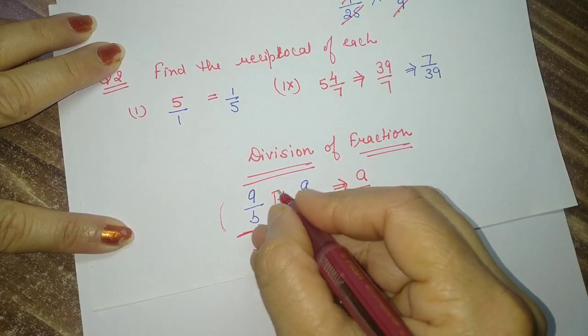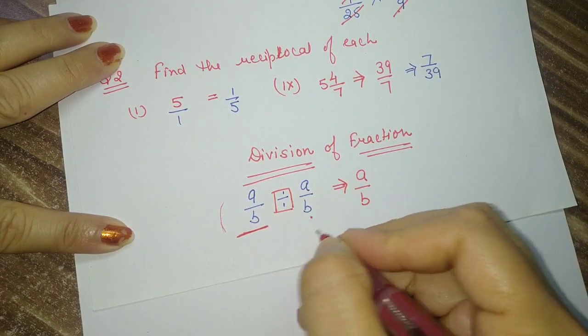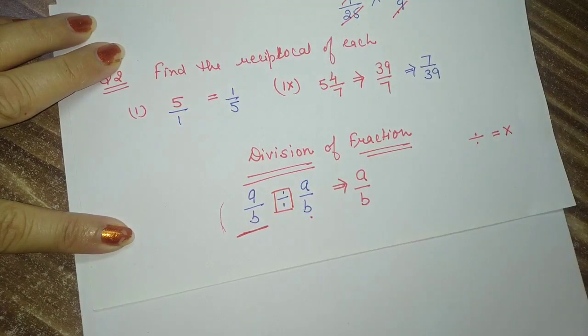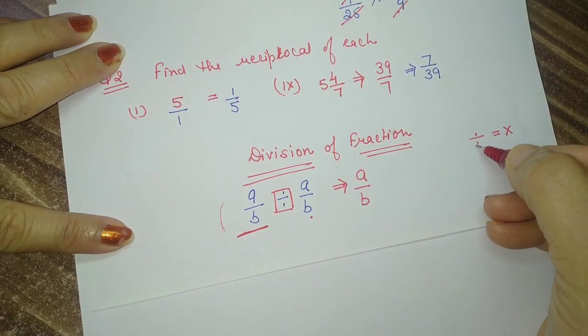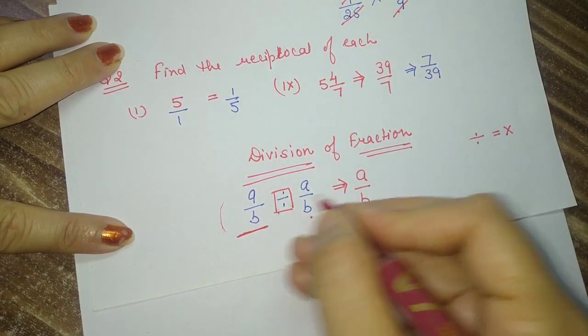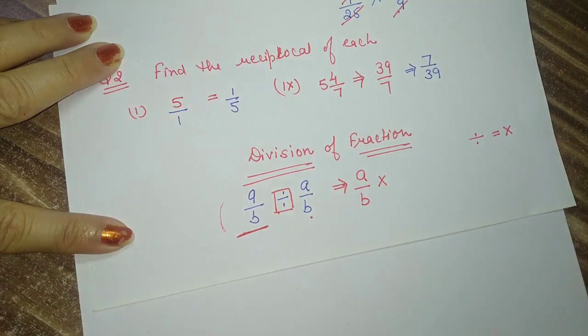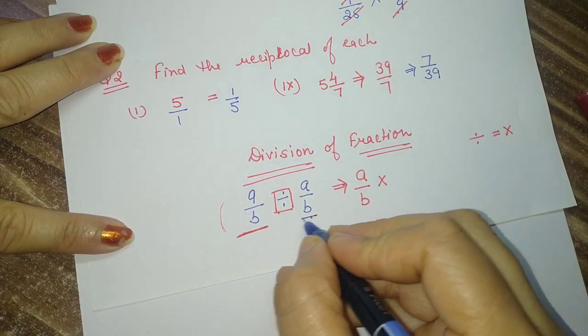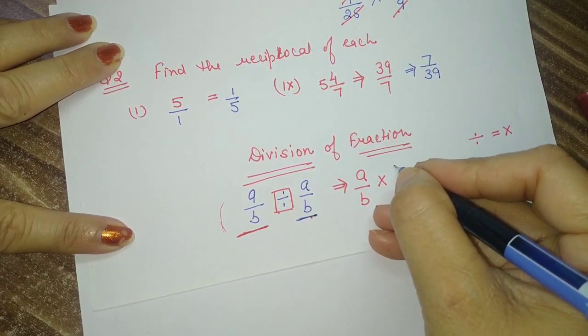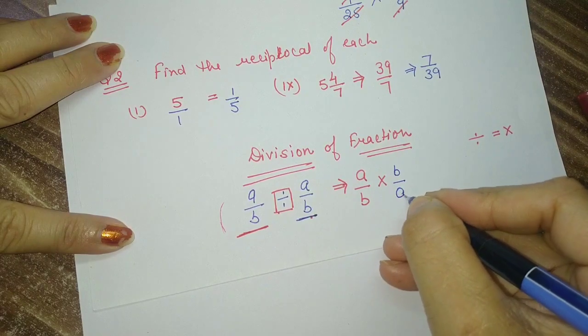What is the sign between them? Divide. What is the opposite sign of divide? That is multiply. We can say, multiplicative inverse, reciprocal of divide is multiply. So if we change the sign divide into multiply, what happens with the fraction given after divide? Then it will be reciprocal and we get the fraction b by a.